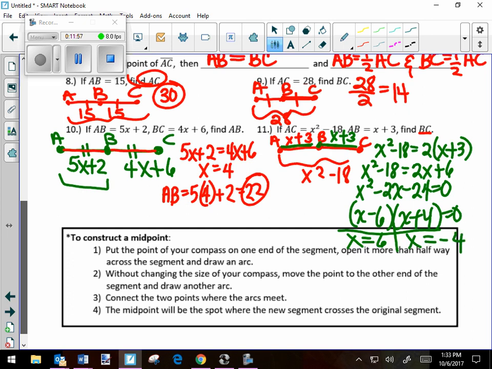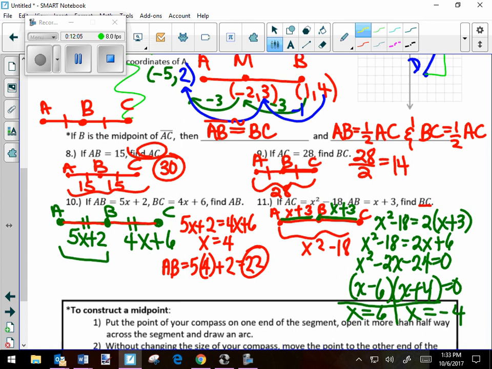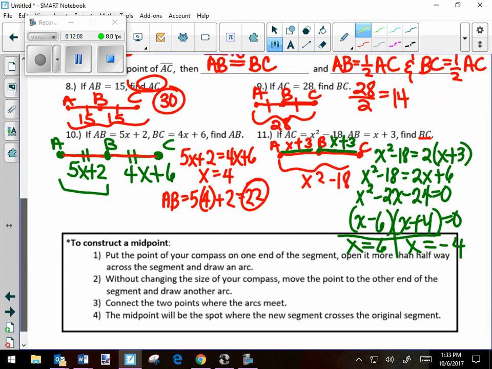In this particular case, we don't reject the negative 4 simply because it's negative. We take the negative 4 and we substitute it in. If I substitute it in right here, it would be fine. But if I put the negative 4 in here, I would get negative 1, and that can't happen, so that's the rejected answer. x equals 6 is my answer for x. My final answer is that BC is equal to x plus 3, which is 6 plus 3, which equals 9. So BC is equal to 9.